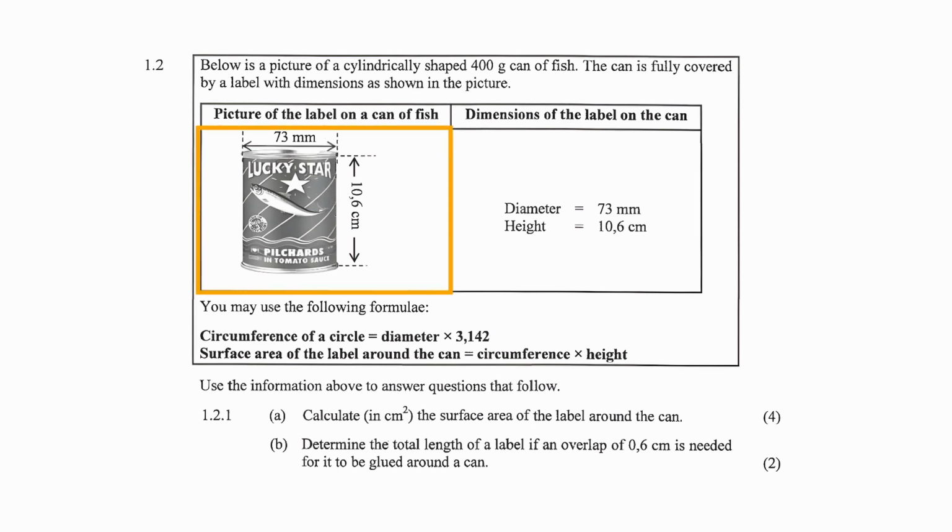Now we are given a picture of a label on a can of fish. Two dimensions are given, that is the diameter of 73 millimeters that is formed when the label is wrapped around the can, and we are also given the height of the label as 10,6 centimeters.